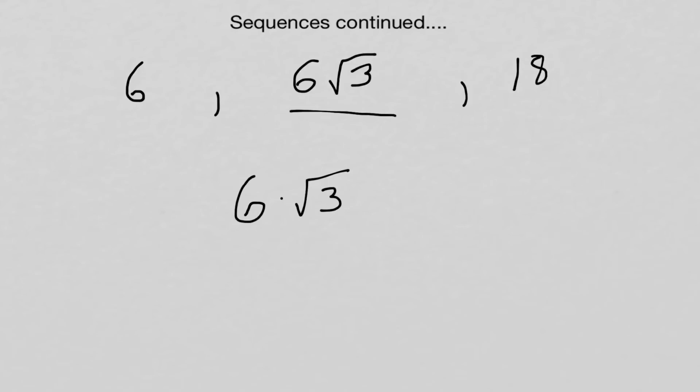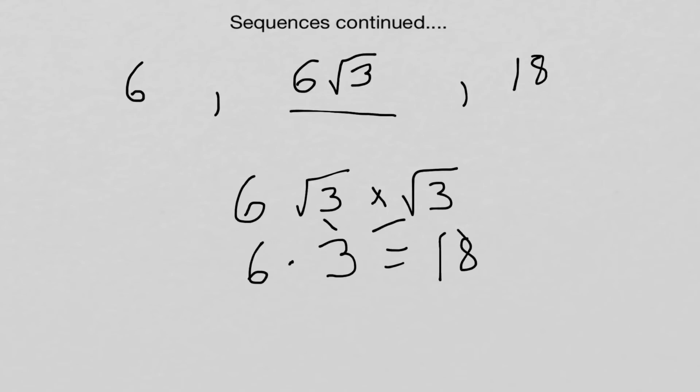I'm sorry, let me make that, okay? 6 square root of 3 times... okay, the first one we multiplied by the square root of 3. So if I multiply square root of 3 times the square root of 3, that becomes 3. Times 6 equals 18. So I found out what the ratio, the R, the thing I multiply by, is: I multiply each time by the square root of 3. We're going to play with this a few times so you can see.